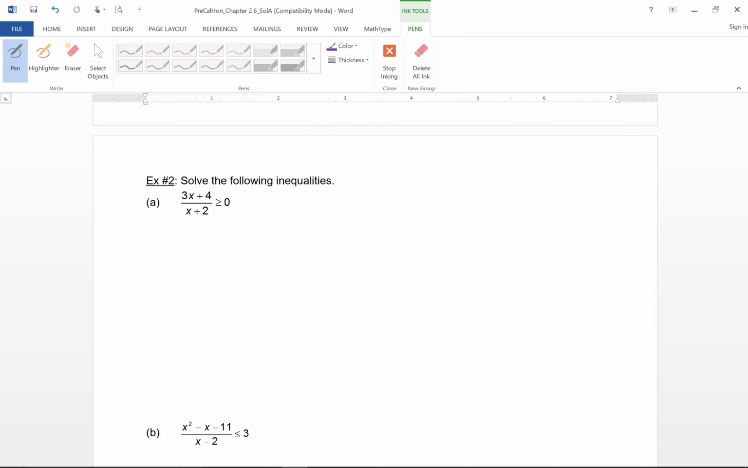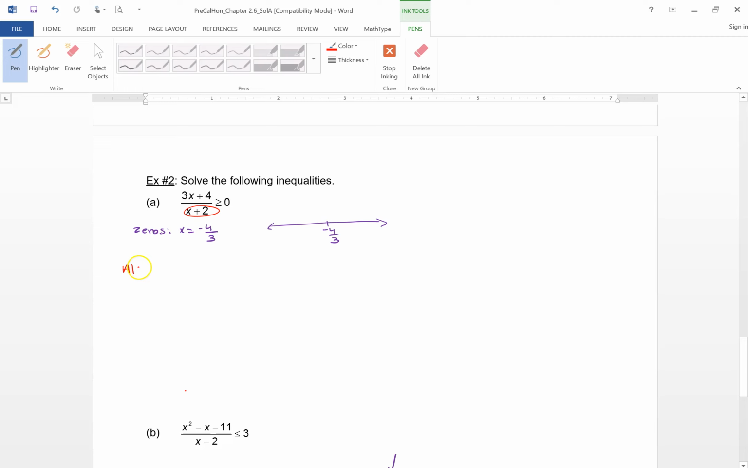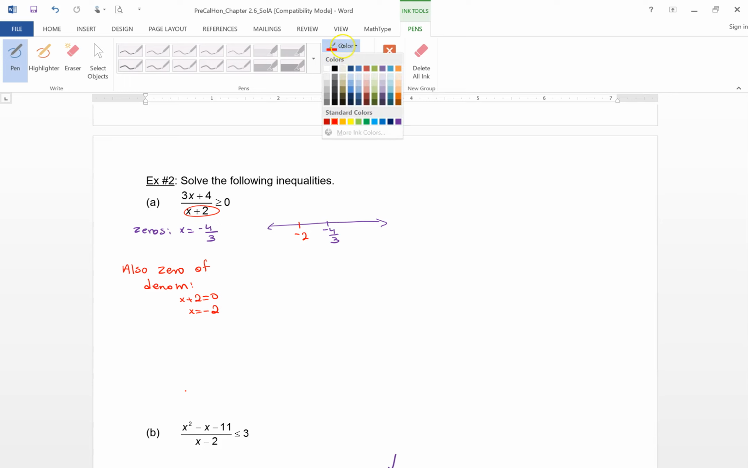The zero of this function is x equals negative 4 over 3. Okay, so we put that on the number line. However, I also have to include the 0 of the denominator. And what's the 0 of the denominator? Negative 2. The rest is exactly the same, okay?